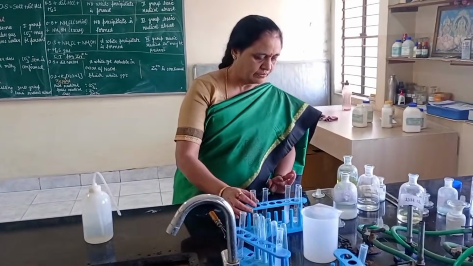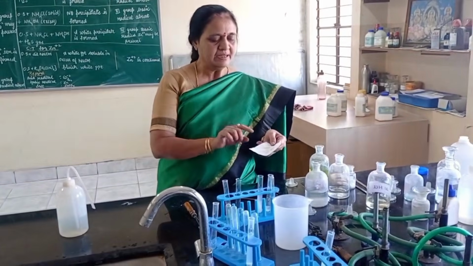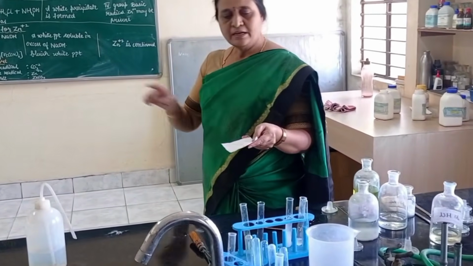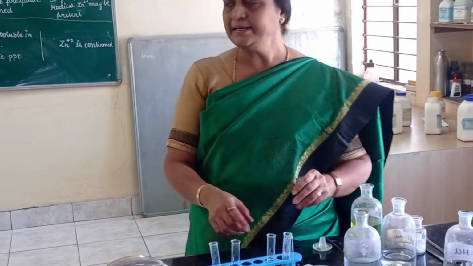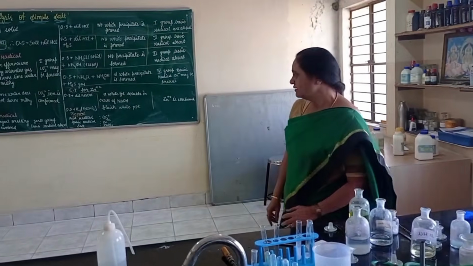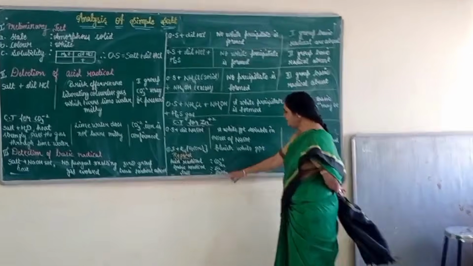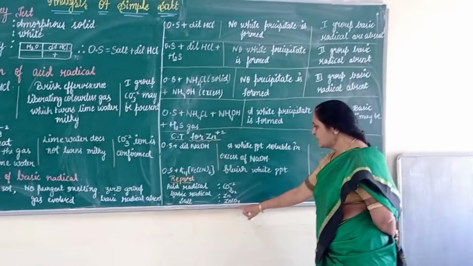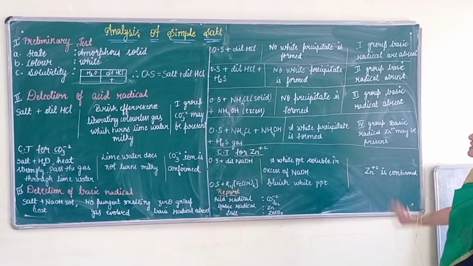So for this salt, the given acid radical is carbonate and basic radical is Zn2 plus. So the name of the salt is zinc carbonate. See the result, acid radical present is carbonate, basic radical is zinc. So salt is zinc carbonate. This is the way of analyzing the salt.